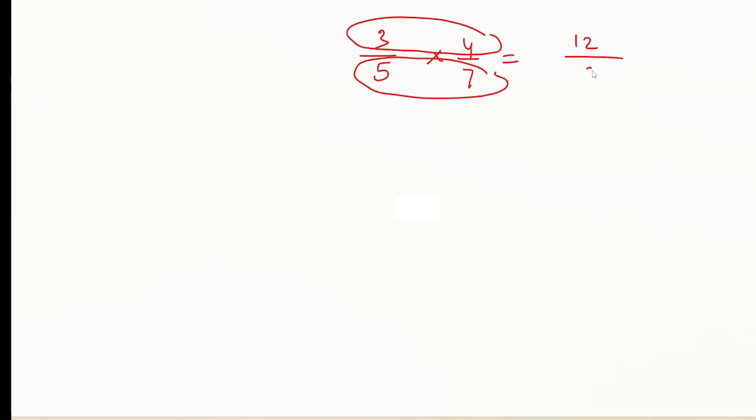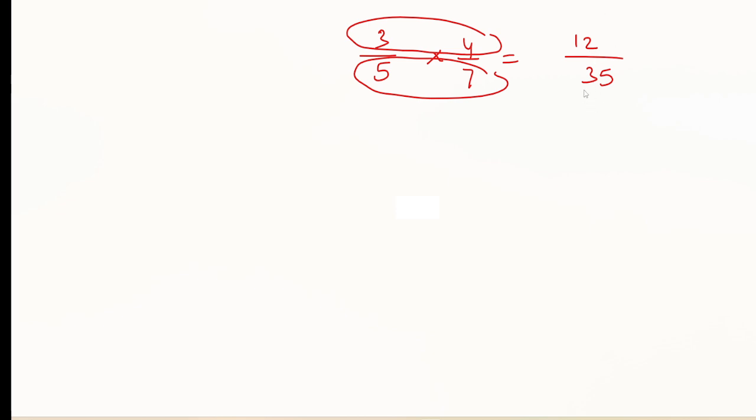Then how do we multiply fractions? We just multiply the numerator with numerator and denominator with denominator. For example, 3 over 5 times 4 over 7. So we multiply the numerators, 4 times 3, that would give you 12. 5 times 7, that would give you 35. Okay, so this is how we do it.